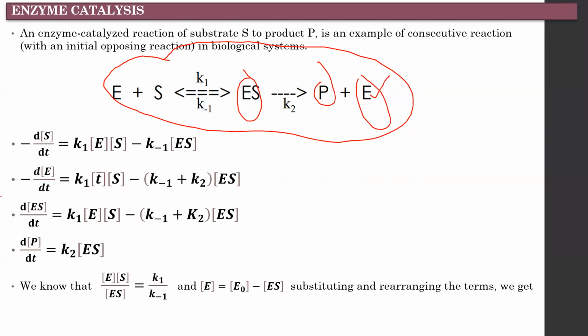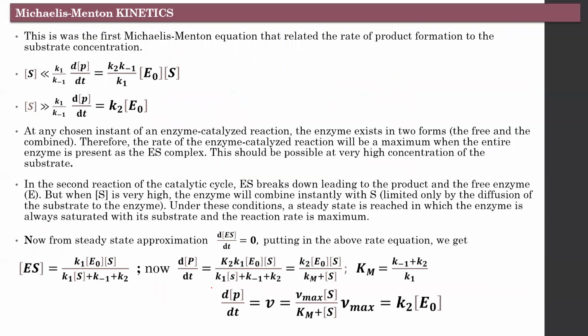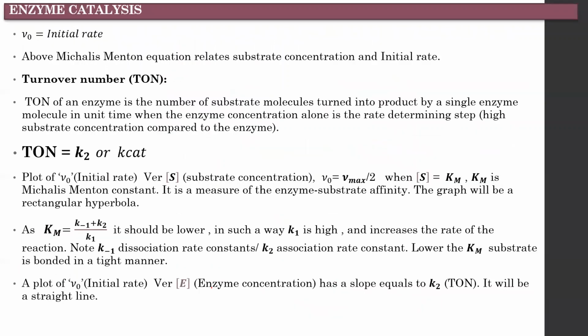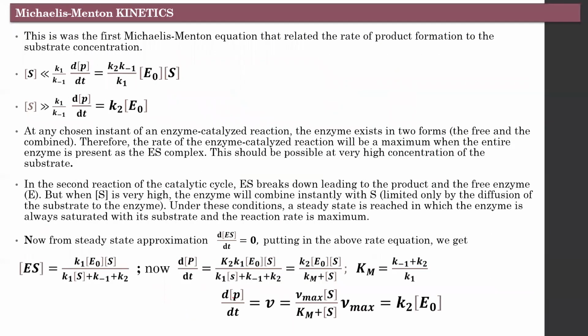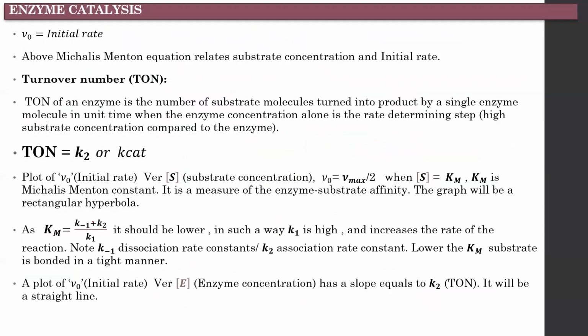You have to write rate expressions for each and every concentration of the system, and according to the steady state approximation, you set dES/dt equal to 0 and obtain the concentration of ES, and substitute it in dS/dt or dP/dt, which is the rate of product formation. You will obtain the respective concentrations of each and every one. This is all described here, how it goes.